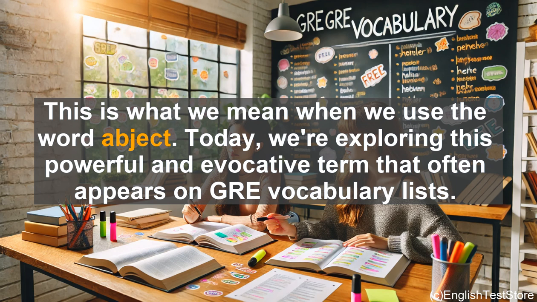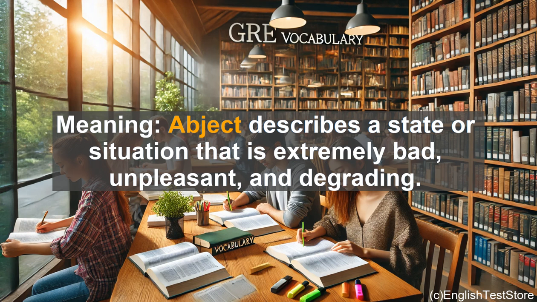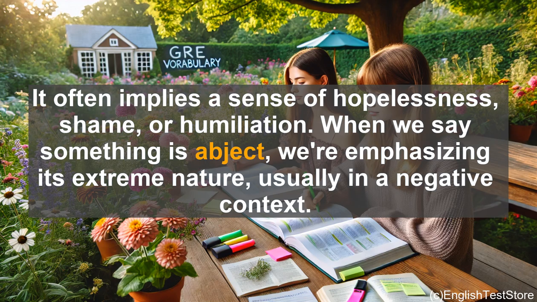Today, we're exploring this powerful and evocative term that often appears on GRE vocabulary lists. Word type. Abject is primarily used as an adjective in English. Meaning. Abject describes a state or situation that is extremely bad, unpleasant, and degrading. It often implies a sense of hopelessness, shame, or humiliation.